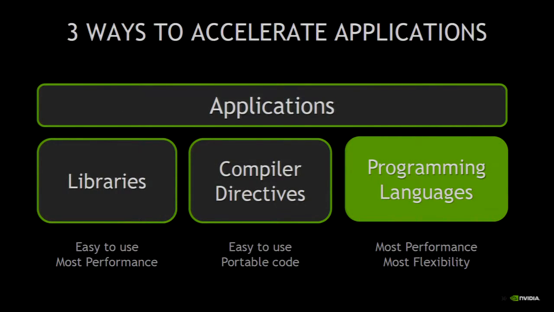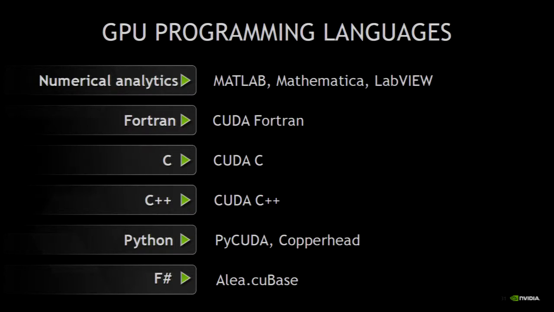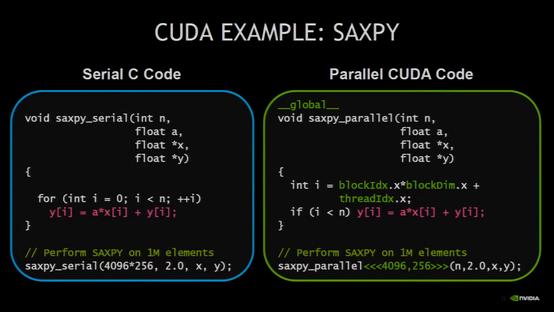So now to programming languages. These are all the languages that we support on the GPU. There are a lot of them: Fortran, C, C++. We also support C++11 lambda functions. Here is just an example of how the serial code looks in a regular C application, and on the right is the parallel CUDA code. I'll just walk through this.